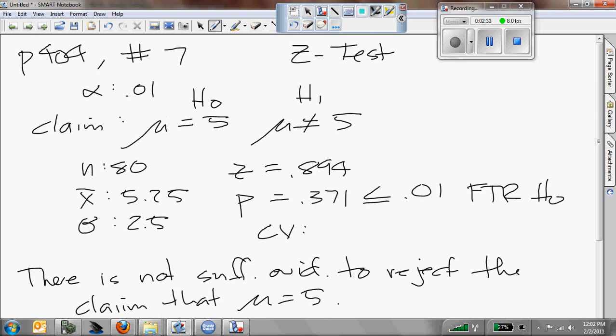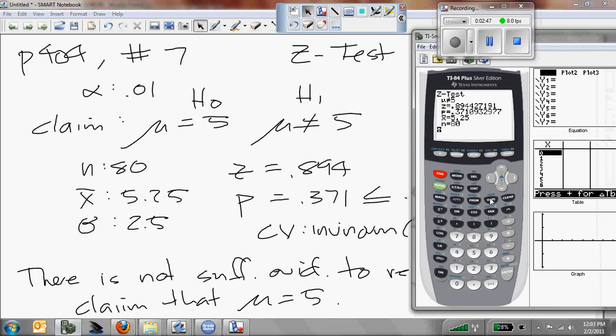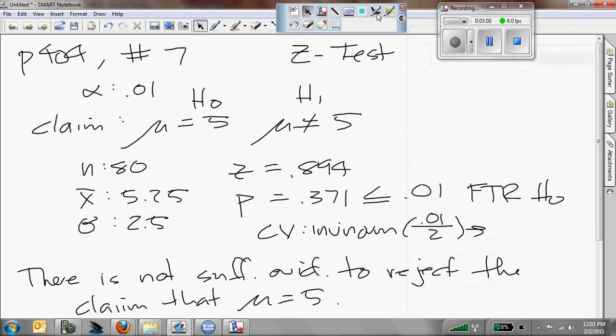Last, our critical value. It's a normal distribution, so we use inverse norm to find the critical value. Our critical values are in both tails, so we're going to enter half of alpha. 0.01 divided by 2. Plug that into our calculator. Second, vars, inverse norm, 0.01 divided by 2. And we get positive and negative 2.58.